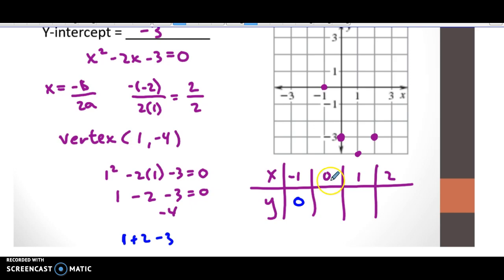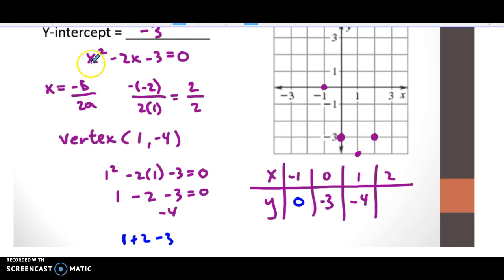So let's go ahead and substitute 0 in. Well, I already know this point because if I put 0 in, I'm going to get -3 because that's my y-intercept. If I put +1 in for x, 1 squared is 1, minus 2 times 1, so I have 1 minus 2, which is -1, and then minus 3 is -4. Well, I already knew that one as well because that's my vertex. And I already know my point for 2 because it's the mirror image of my y-intercept.